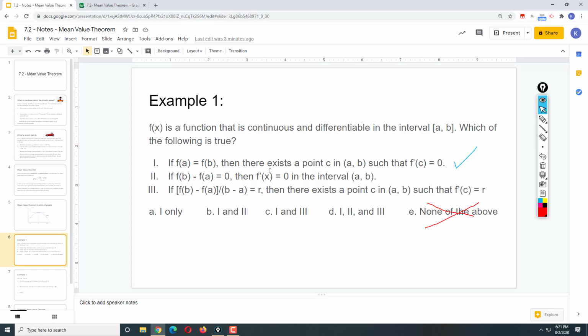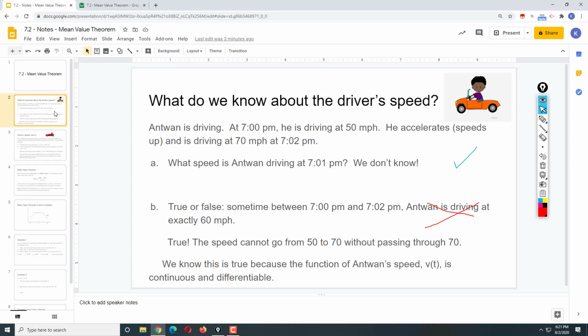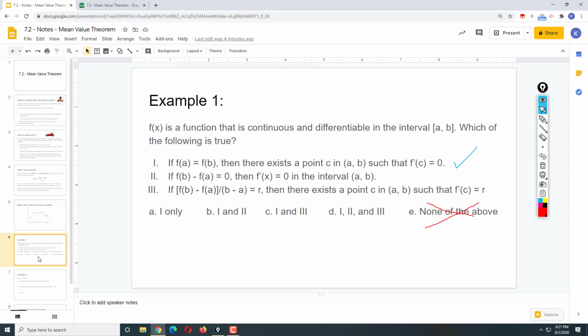This is like our first example. Just because Antoine is driving at 40 miles per hour at A and 40 miles per hour at C doesn't mean he is driving at 40 miles per hour everywhere in that interval. So statement 2 is false.